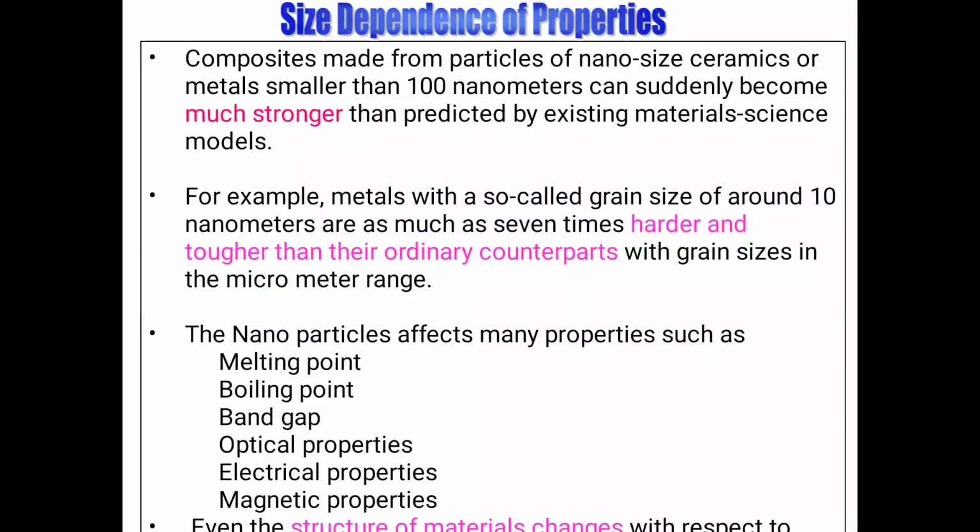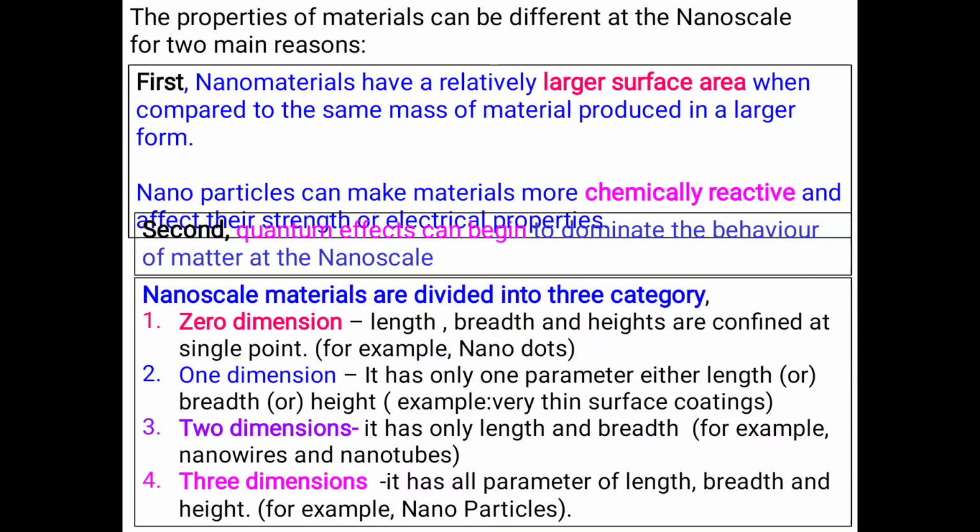The nanoparticles affect many properties such as melting point, boiling point, band gap, optical properties, electrical properties, and magnetic properties. Even the structure of materials also changes. The properties of materials can be different at the nanoscale because of two major reasons. One is that nanomaterials have relatively larger surface area when compared to the same mass of materials produced in a larger form. Nanoparticles can make materials more chemically reactive and affect their strength or electrical properties. The second reason is that quantum effects can begin to dominate the behavior of matter at the nanoscale.